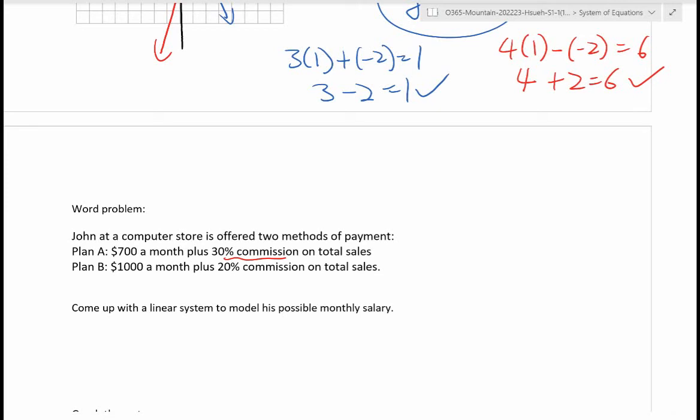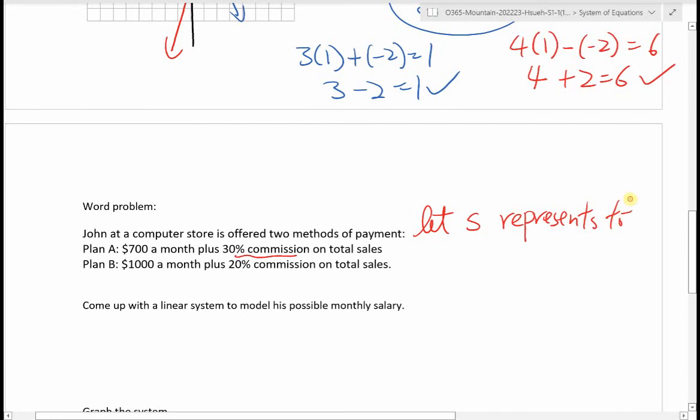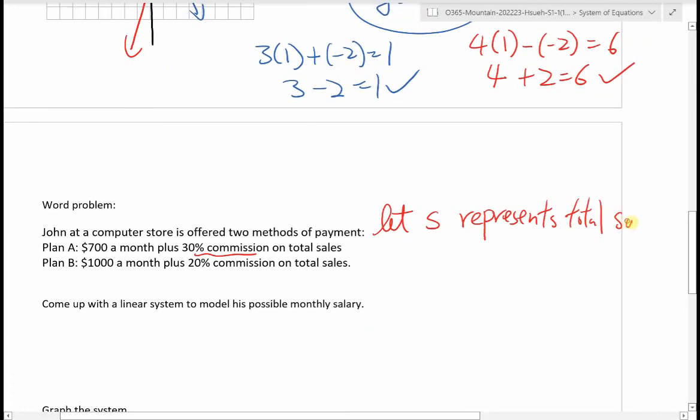Okay, so first of all, you need to come up with a linear system to model this possible situation, to model his possible monthly salary. So anytime you do these, you should name your variable first, right? So we say let S represent total sales. Okay, so that'll be in dollars, right? So if you sell $100, then S will be 100. And let T represent the total salary, the total amount.